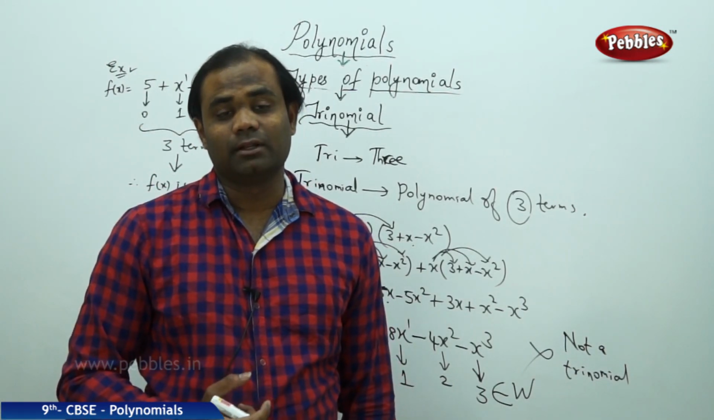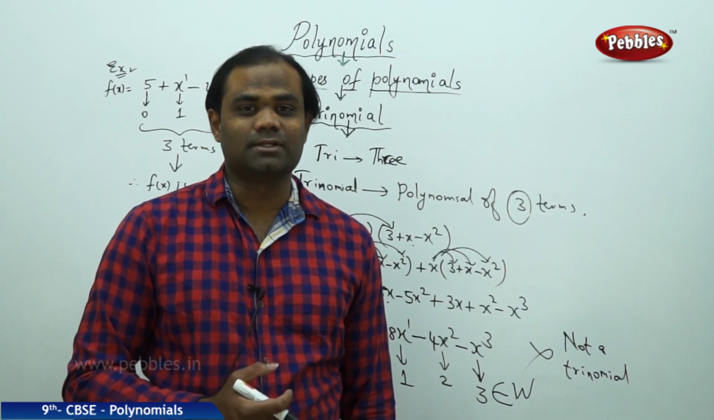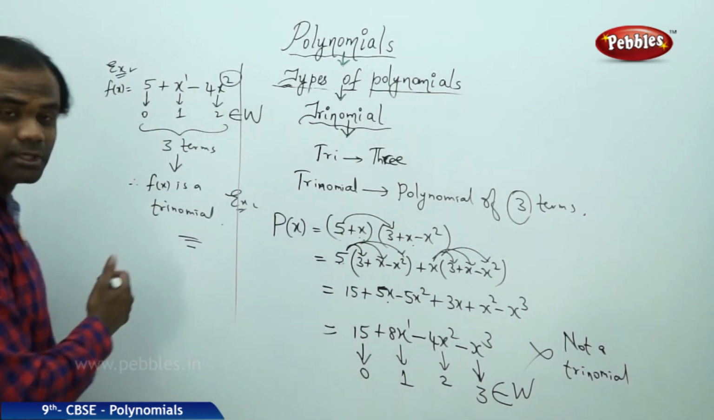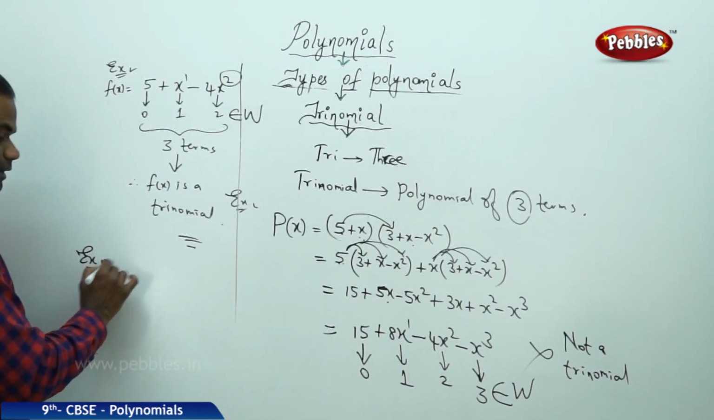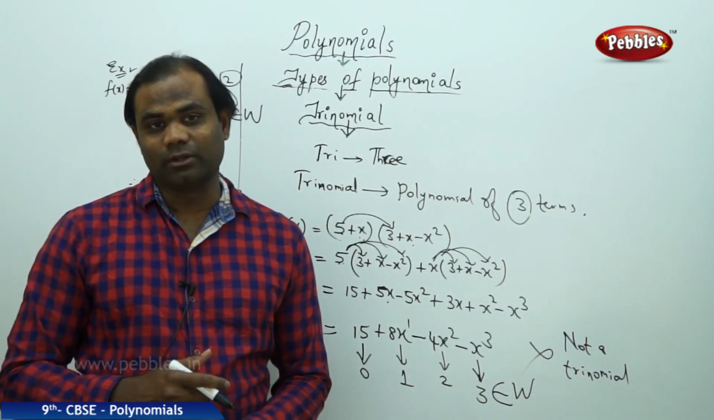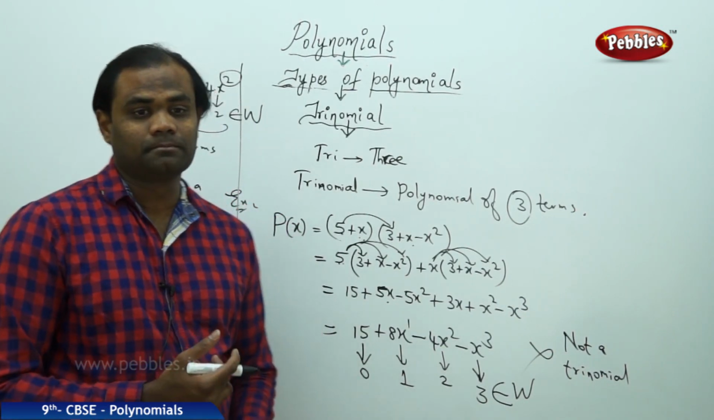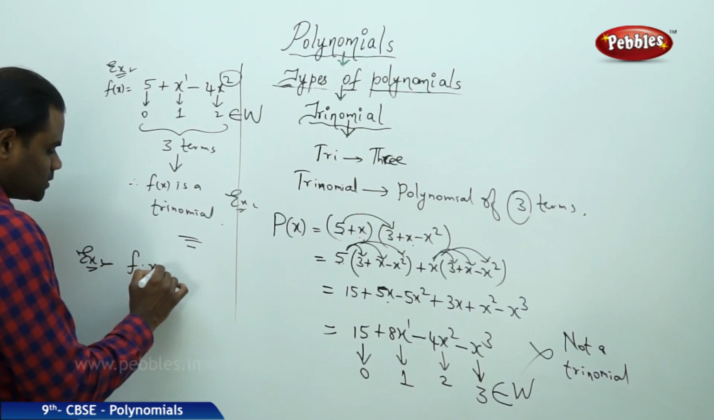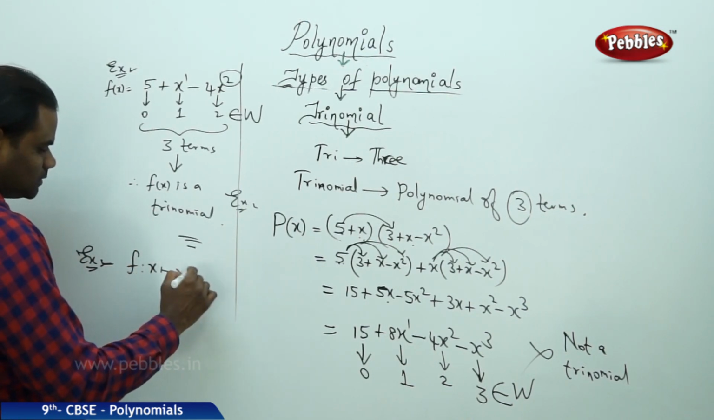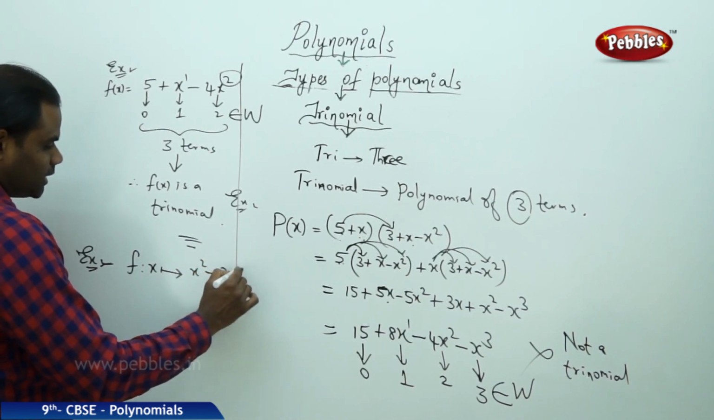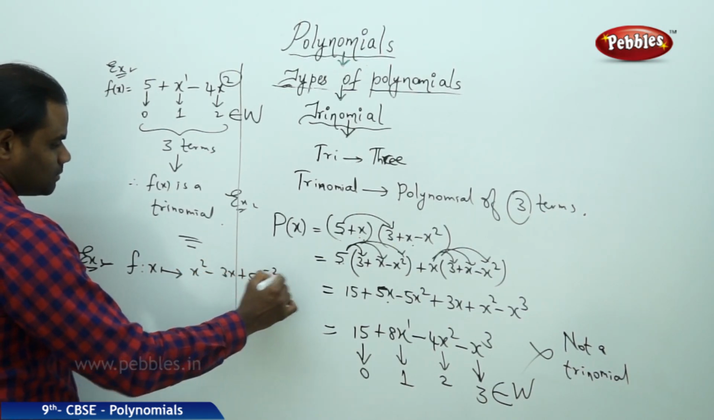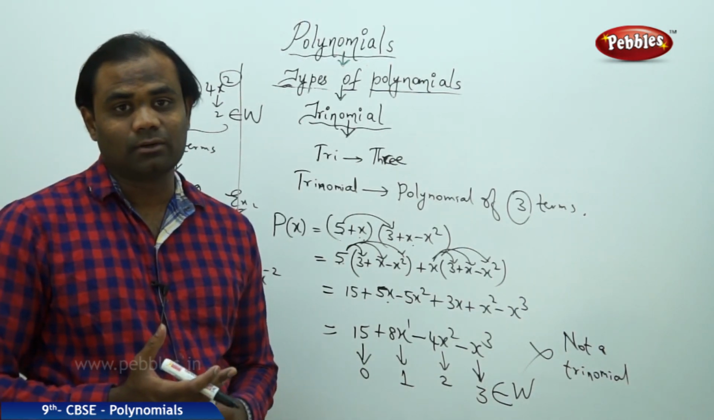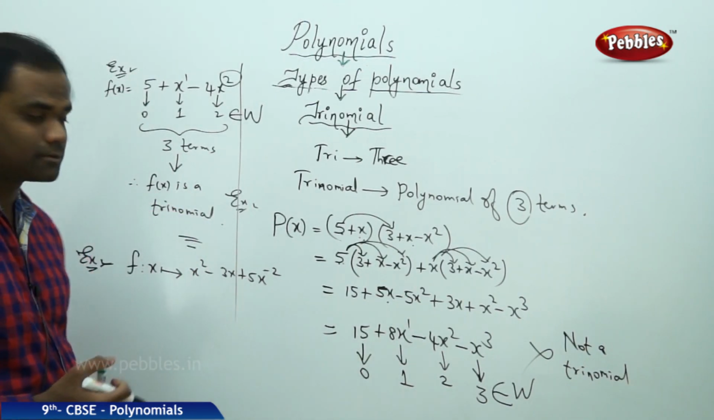Binomial, trinomial, and monomial are what we discussed as the different types of polynomials. Now let's take an exceptional problem and identify if it is a trinomial, a binomial, or a monomial. For example, I have f from x to x squared minus 3x plus 5x power minus 2. So let's see whether it's a polynomial or not.